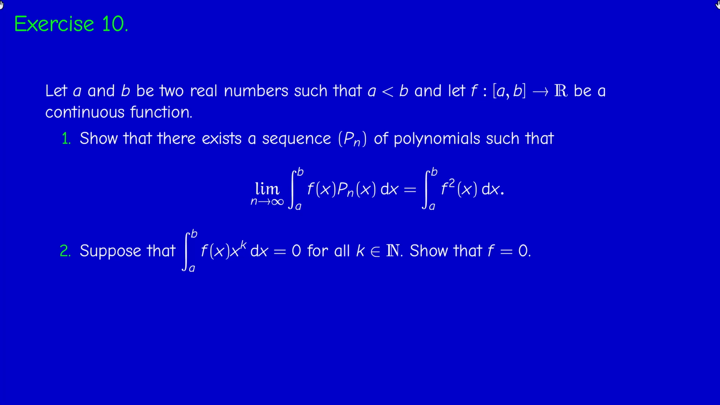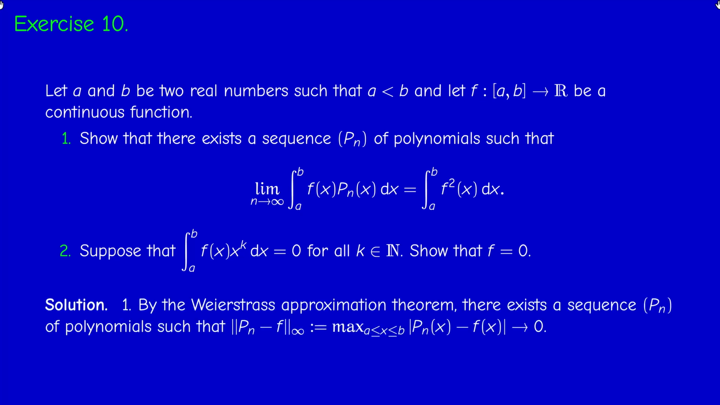First, we are given a continuous function f from the compact interval [a,b] into R, and we have to prove that there exists a sequence of polynomials Pn such that the integral of f Pn converges to the integral of f squared. We know that since f is continuous and [a,b] is compact, there exists a sequence of polynomials which converges to f uniformly, or in the supremum norm, or the maximum norm.